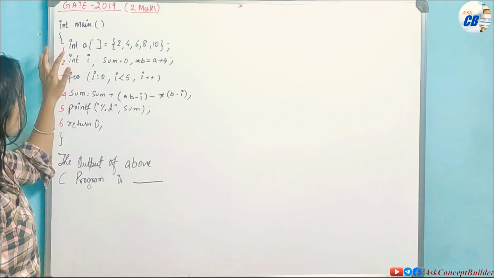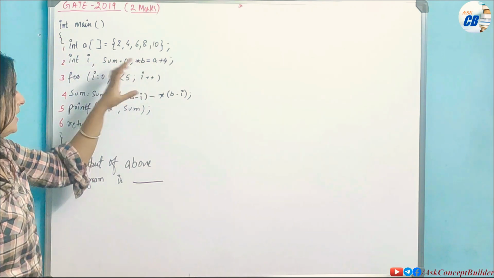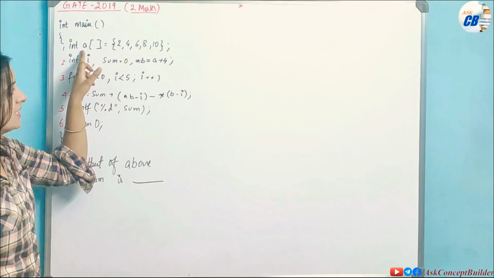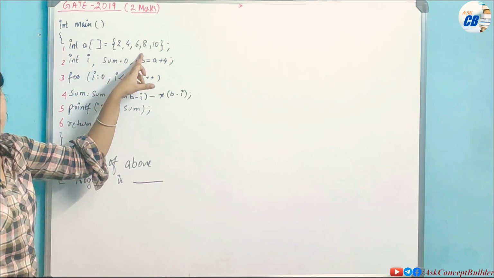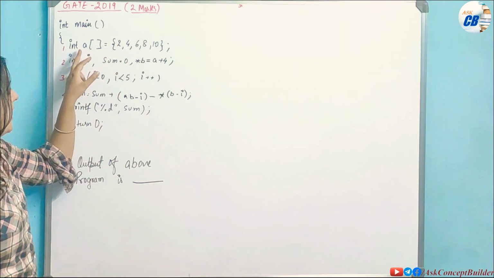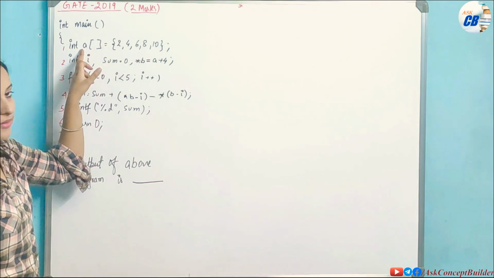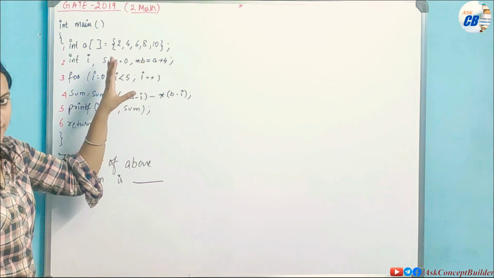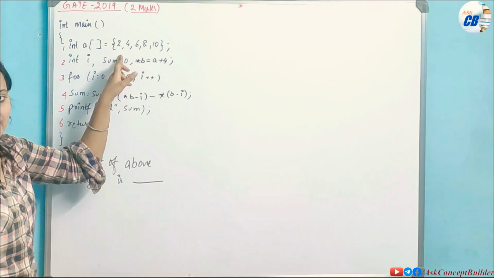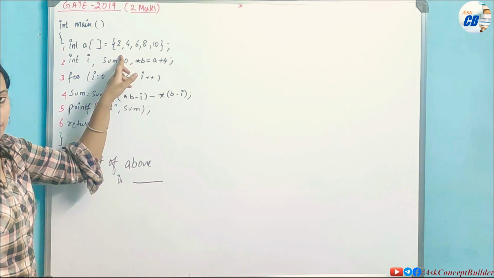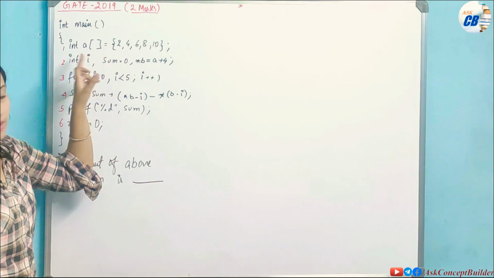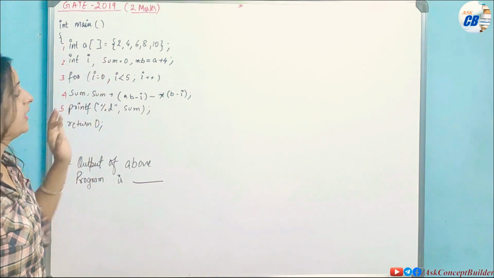Our first statement is int a equals to these elements. Here an array a is initialized with the values 2 4 6 8 and 10. Or we can say an array a is declared which has 5 elements in it, and those are integer numbers. See, these are integer numbers declared in an array a. First of all we will declare this.